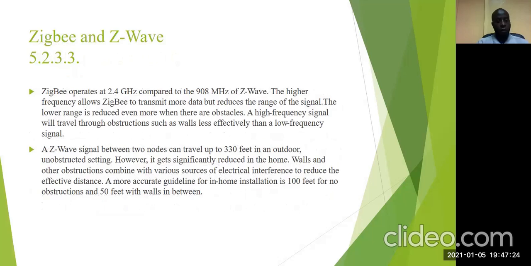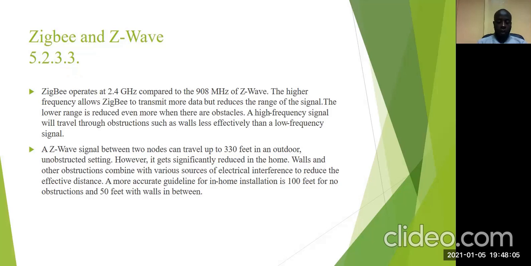ZigBee and Z-Wave. ZigBee operates at 2.4 gigahertz compared to 908 megahertz for Z-Wave. The higher frequency allows ZigBee to transmit more data but reduces the range of the signal. The range is reduced even more when there are obstacles. A higher frequency signal travels through obstructions such as walls less efficiently than a low frequency signal.